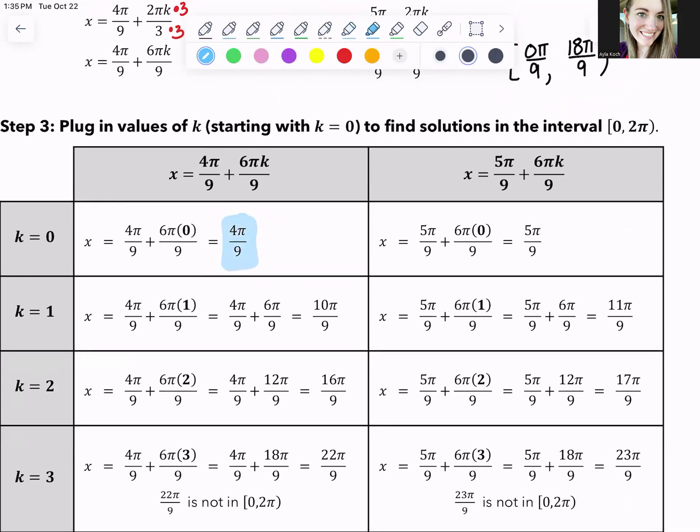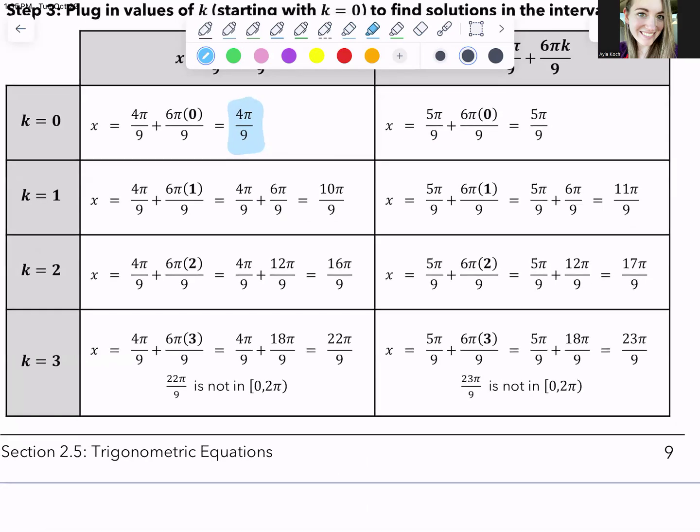You are an answer. And then the next one, I plug in a 1 for k. Once I plug in a 1 for k, this is going to be 1 times 6 is 6. So you have 4 pi over 9 plus 6 pi over 9. That is 10 pi over 9. That fits within the interval we're looking for. So that's an answer. And then I plug 2 in. 6 times 2 is 12. So 4 pi plus 12 pi is 16 pi over 9. That also fits within the interval. So that's an answer.